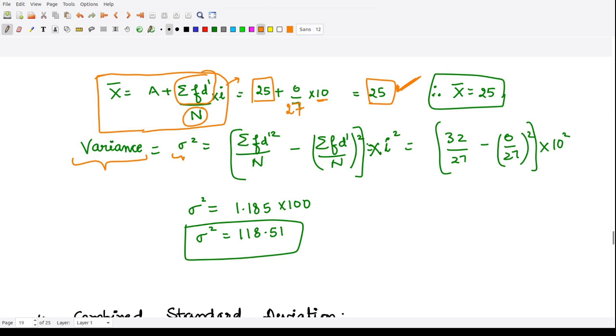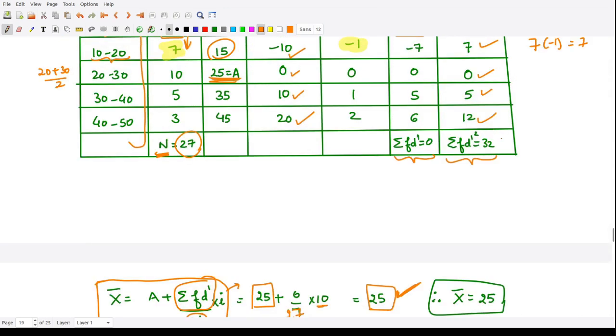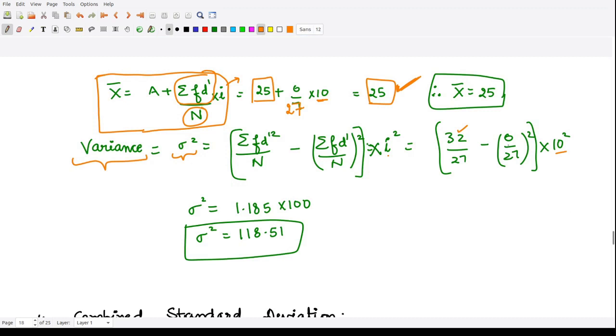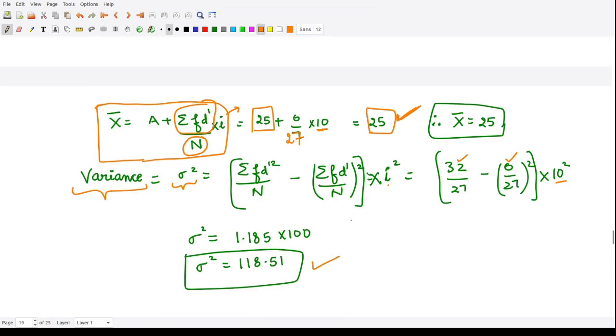You know, variance is the square of the standard deviation, and we know the formula for standard deviation is summation f d dash square divided by capital N minus summation f d dash by n whole square into I square, right? In standard deviation it was square root of this quantity into I, but here the square root is missing and we are squaring this I. So I is basically 10. Summation f d dash whole square we calculated to be 32, and the value of summation f d dash is 0. So this is what you obtain. This is the variance of the given quantity.